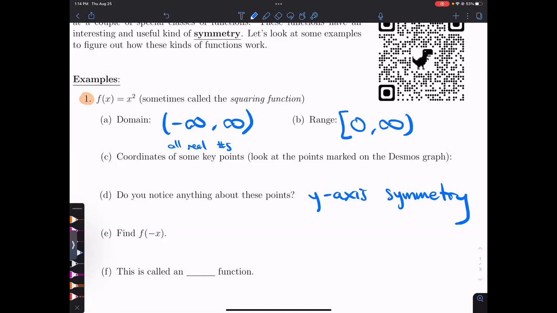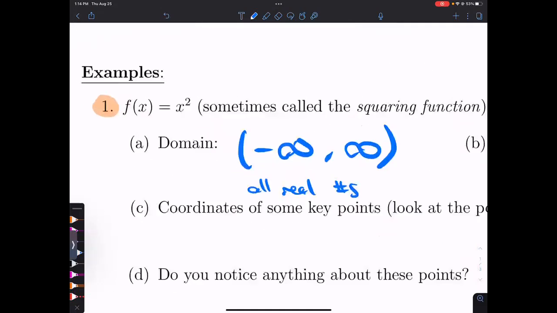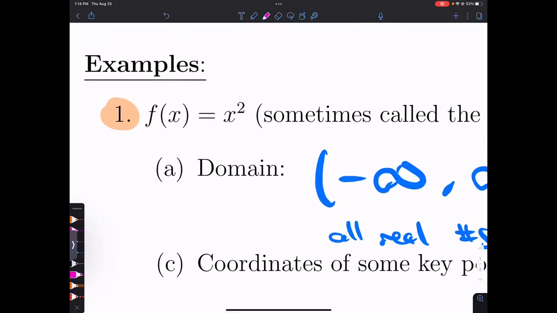Okay, anyway. So we've seen this symmetry and that these things kind of pair up and everybody's got a buddy on the other side, right? Again, it's not just the nice, neat coordinates that I marked, but it's all the other stuff in between too, right? This last part, finding f of negative x. Well, think about it just as an evaluation. So replace x with whatever you're plugging in.